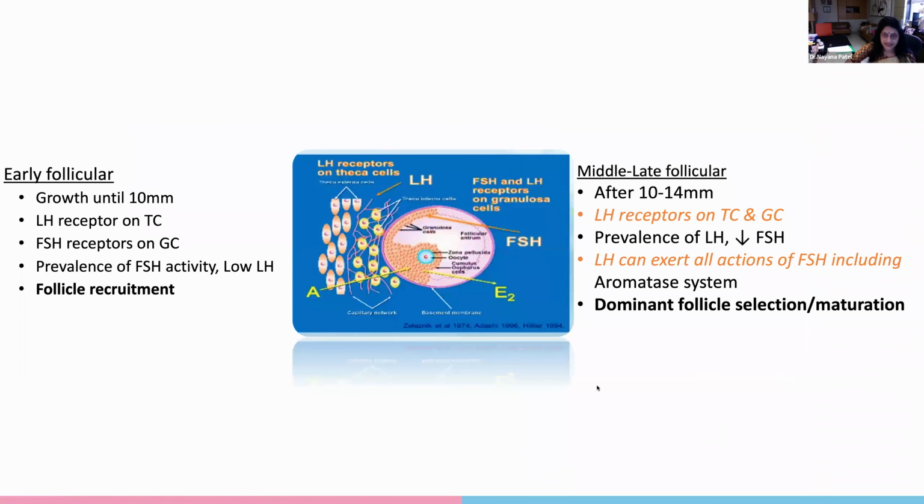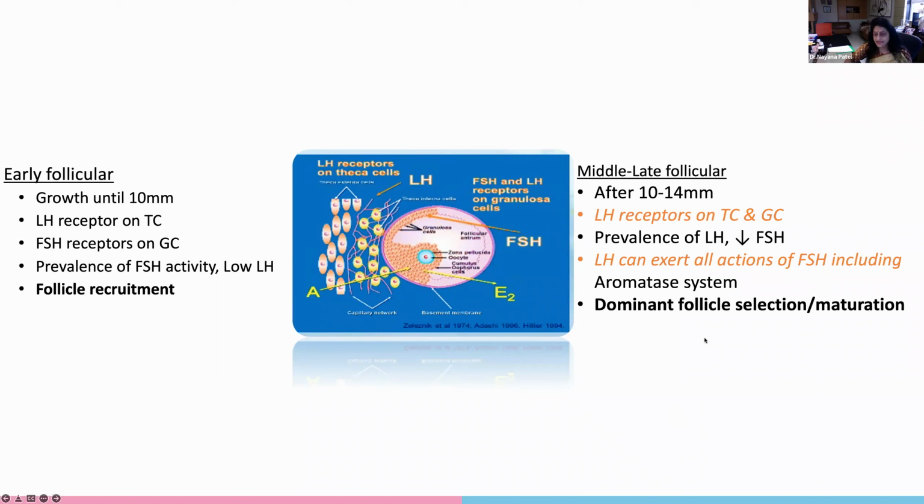LH supplementation is very necessary. Until 10 mm, it is the follicular group. Then the FSH receptors come up on the granulosa cell. LH receptors will come up on the granulosa cell. But the already existing theca cell LH receptor will respond to the LH in the follicular phase when you give it. So there will be follicular recruitment.